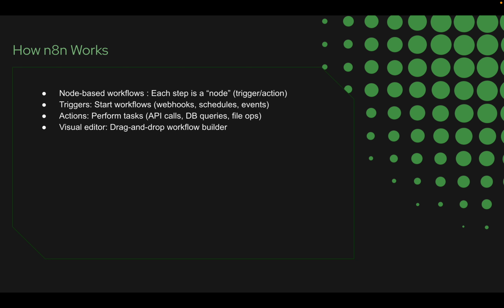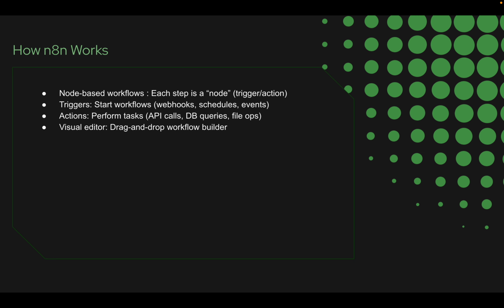n8n is actually node-based workflows. There are two types of nodes: one is a trigger node and the other is the action node. The trigger node is something that starts the workflow, like webhooks, schedules and events. For example, I can have a scheduled trigger node and say just run it at 11 p.m. every night and do some actions, like go and back up some database, right?